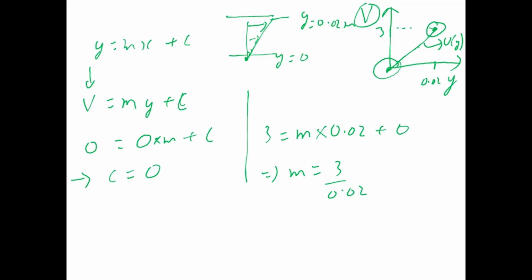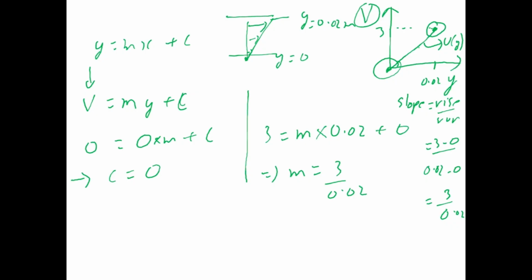Hopefully people know that the slope of a linear line, remember, is rise over run, right? So it's this difference in the velocity here, 3 minus 0, divided by the difference in the distance you have traveled, so 0.02 minus 0. This comes out to be the same value, right? So there are two different ways to do this.